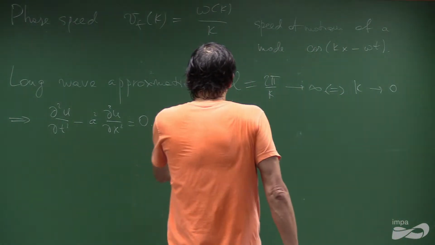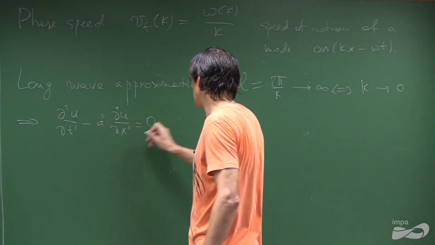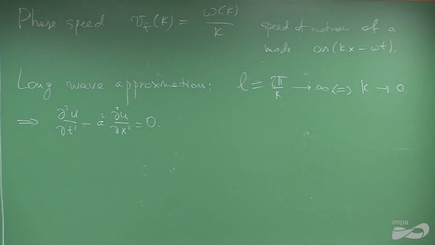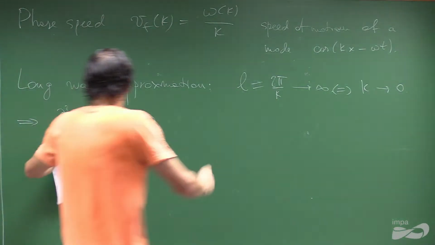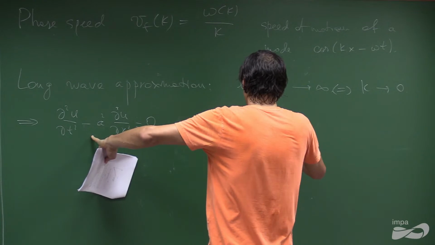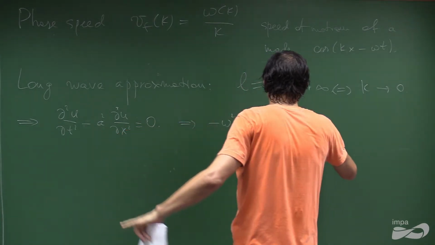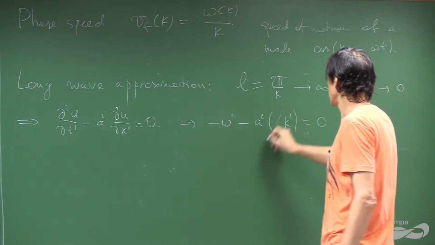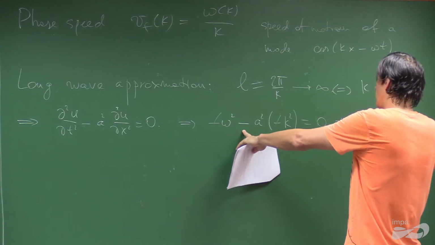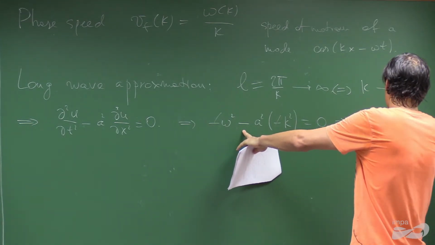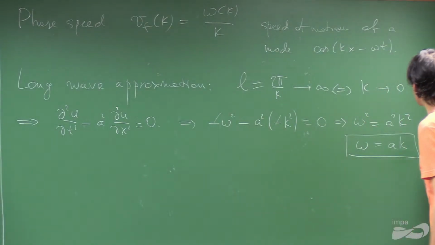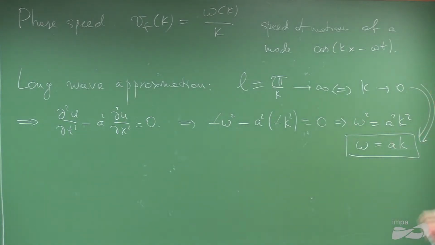So at small k, you should get the wave equation, which means that, substituting this ansatz into the wave equation, what you get is minus omega squared minus a squared minus k squared equals 0. So there will be cancellation of minuses, and this gives you omega squared equals a squared k squared, or omega equals ak. So in this limit, you should get this relation.